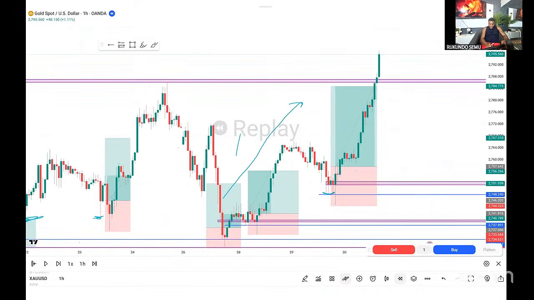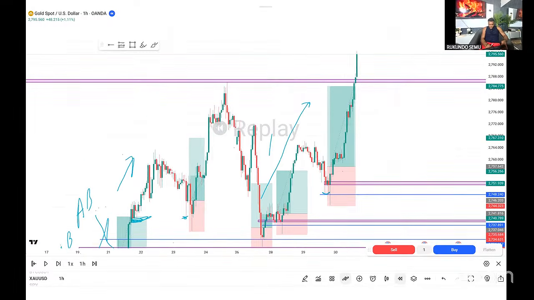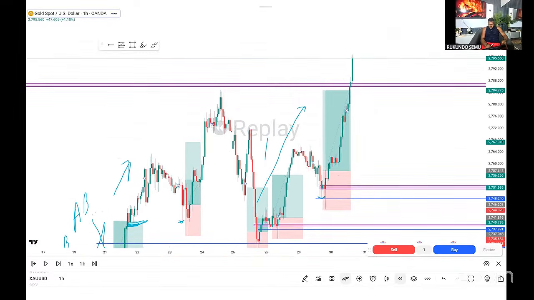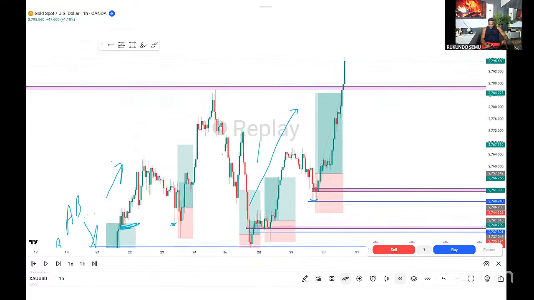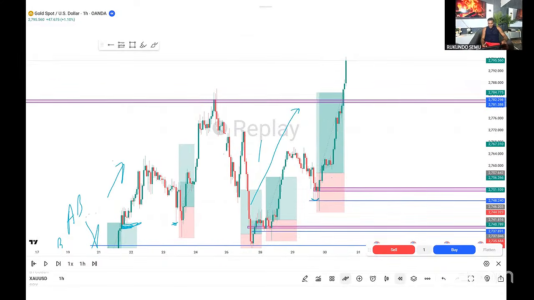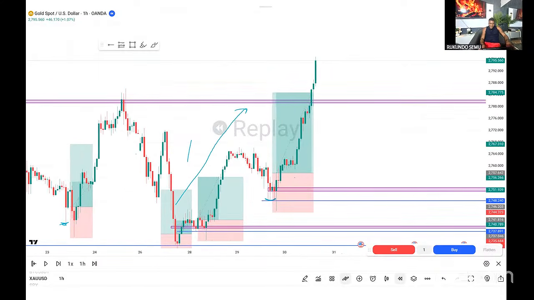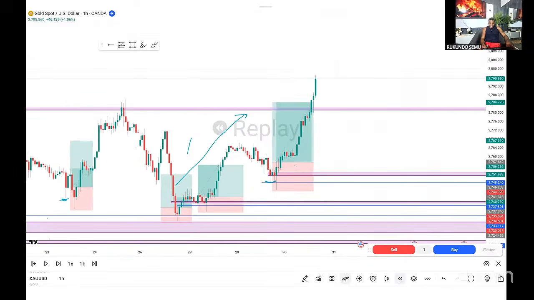So now we are going to mark our last swing high. And our last swing high is here. Since on daily we no longer have resistance, we are going to take buys until judgment day, until the structure changes. And I told you how the structure changes.